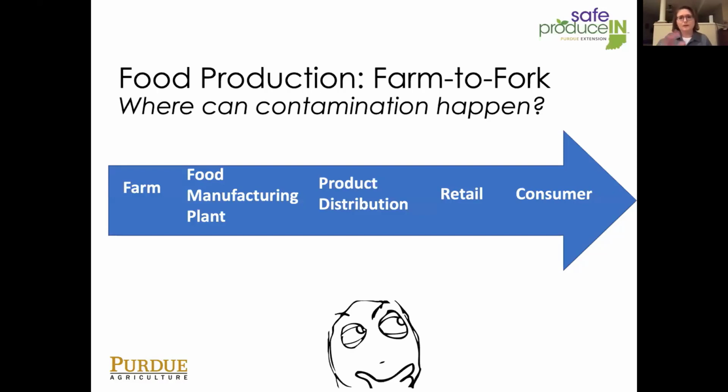So that can happen, as well as at the consumer level. We do have Betty Fang in food science working more on the consumer side, and it is important that we have that education for the consumer, so that they know how to handle the food properly.